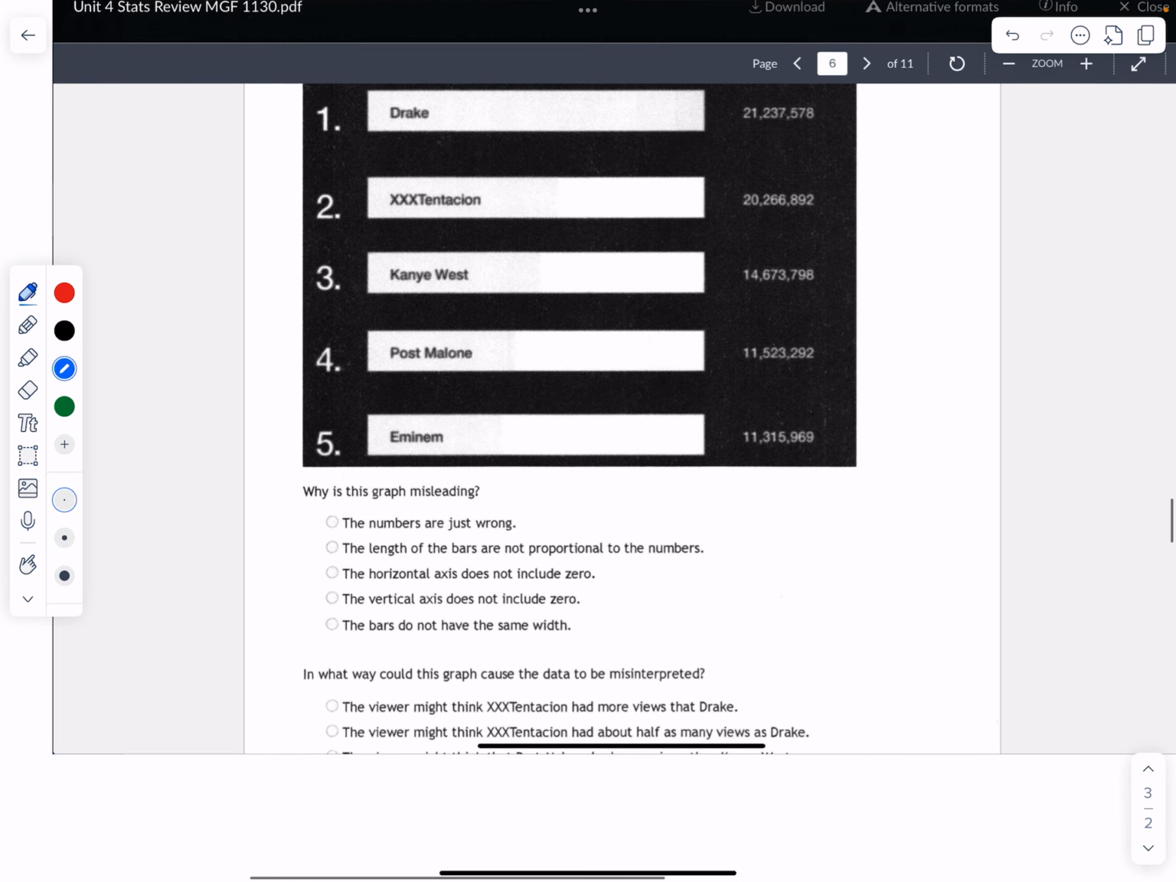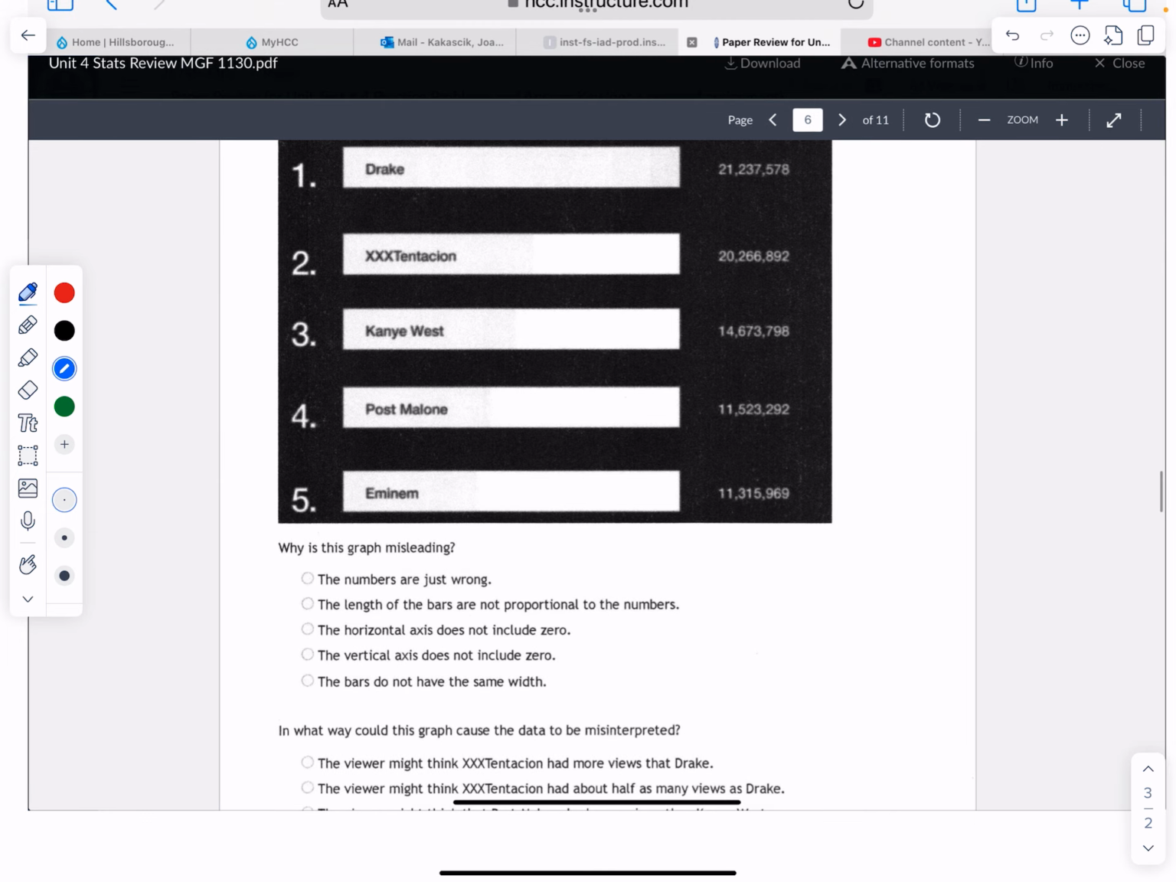Okay. So this is question 10. It talks about music, and you can kind of see the gray area here, and I'm just going to highlight this in yellow just to make it a little bit more visible. It looks something like this in color. Okay. All right, so this is what the graph looks like. And it says, why is this graph misleading?